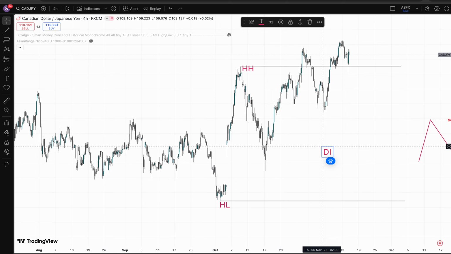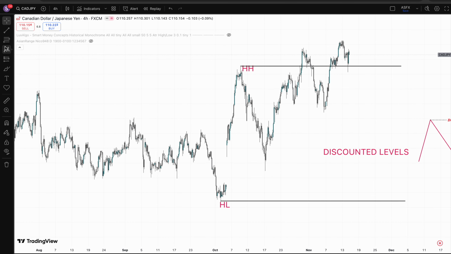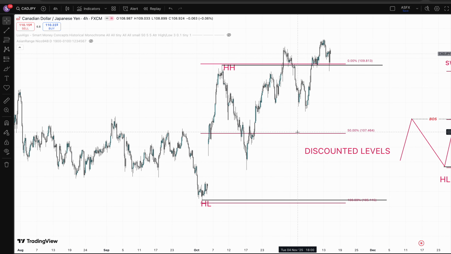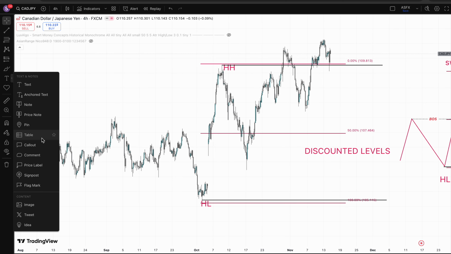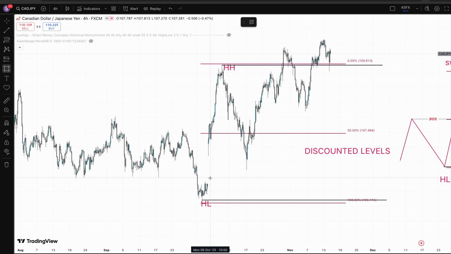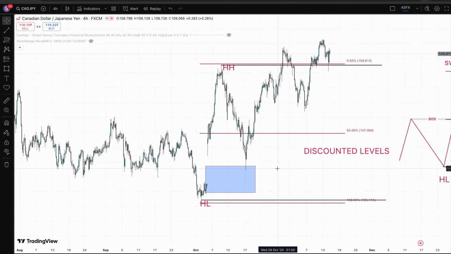The discounted levels before buying back up, and then we'll use our fib tool, as I said, from this higher low to this higher high. And then what happened, guys? Price came to this discounted level, tapped into a level of demand. It's probably a level of demand on the high and on the lower time frame, and then moved off.